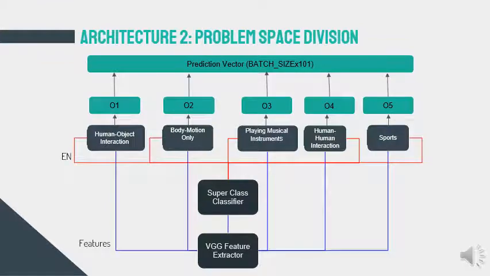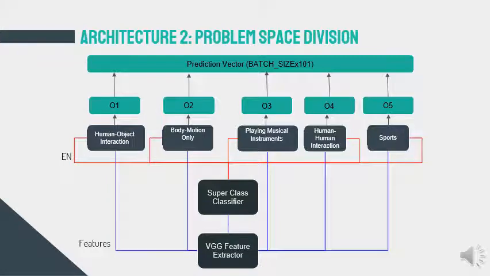After experimenting with architecture 1, we moved to architecture 2, where we divide the problem space. Instead of trying to classify an image out of 101 classes directly, we introduced a super classifier, which classifies each image into 1 out of 5 categories. These 5 categories are sports, human-human interaction, playing musical instruments, body motion only, and human-object interaction. Then, based on the category of the image, we'll be passing the features of the image to a specialized classifier that's trained on this category only.